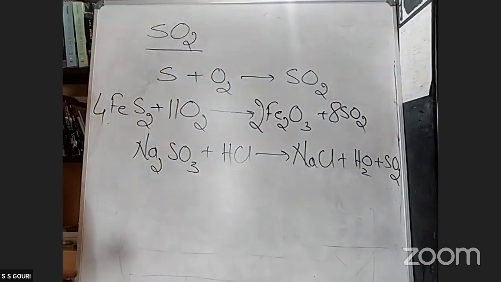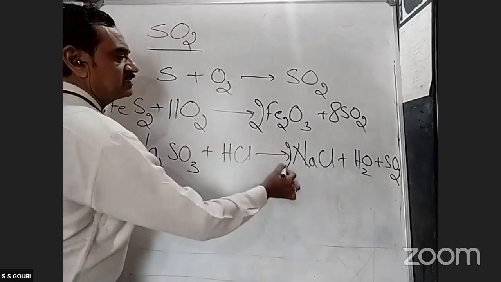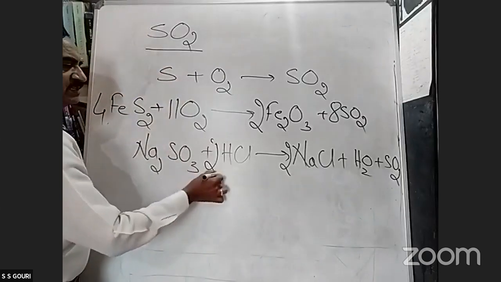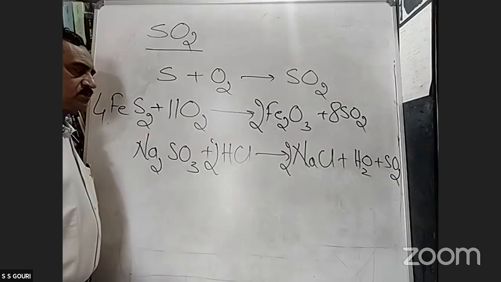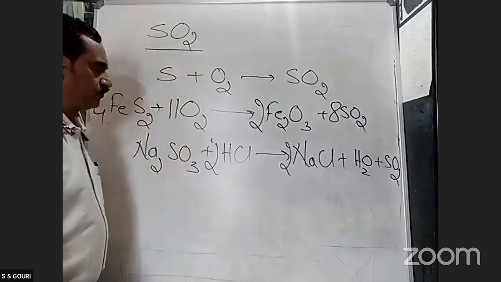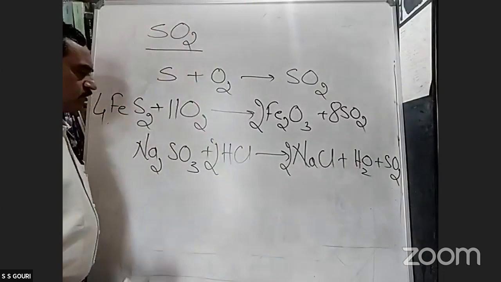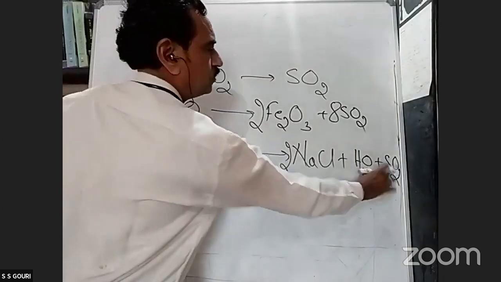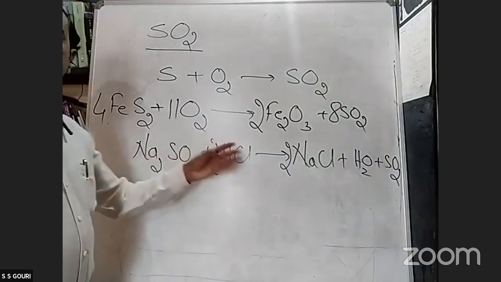In order to balance the equation, as there are 2 Na here, I take 2 NaCl. There are 2 chlorine here, so 2 HCl. Now count the hydrogens and oxygen. There are 2 hydrogen and there are 2 here in H2O. 1 sulfur is there, and oxygens there are 3 here, so 1 in water and 2 in SO2. It can be very easily prepared.